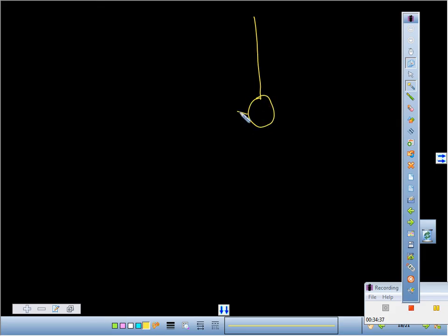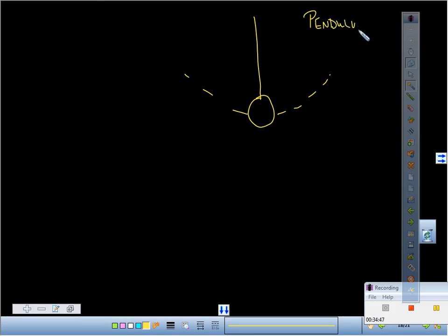Anybody know what this is? A wrecking ball. No. A lollipop. It starts with a P. Thank you. A pendulum. That's what a bunch of the kids have said. What's a pendulum? Okay. Upside down metronome.